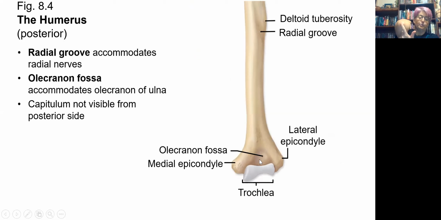And that's going to make the little point on your elbow right there. That's the olecranon. You can see the medial and the lateral epicondyles. You can see the trochlea, but notice that you can't see the capitulum. Okay, it's entirely on the front of the humerus. So from the back, you don't see that capitulum. So that's how you can distinguish the front and the back of the humerus. Back has one fossa, okay, for that elbow thing. Back has one fossa, front has two fossae.